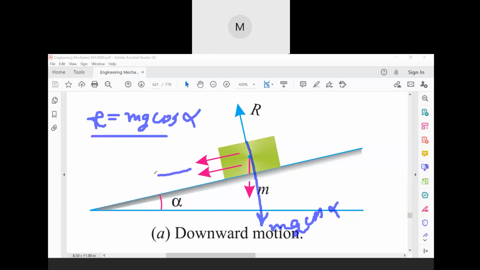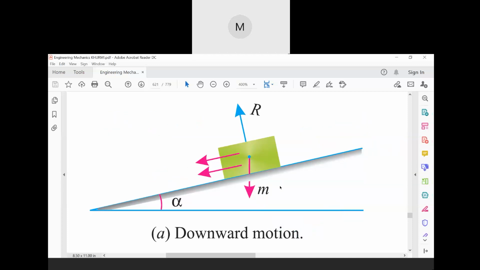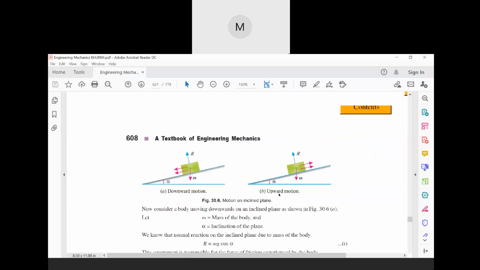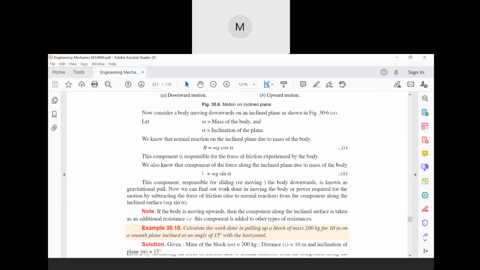Now here on this side, we are having what? Which component? mg sine alpha. Yes or no? In this direction, we will be having one other component which is mg sine alpha. Right? So if you are having this, we are having this.